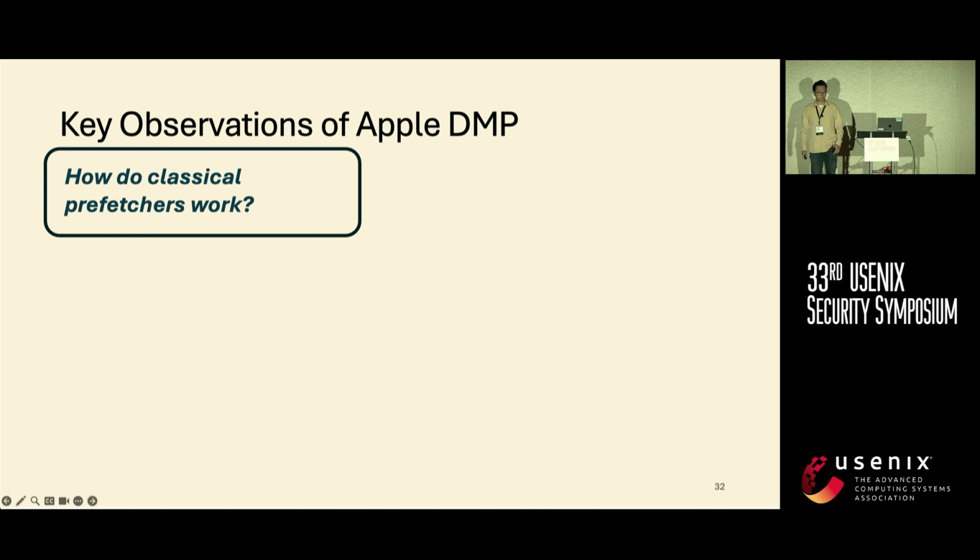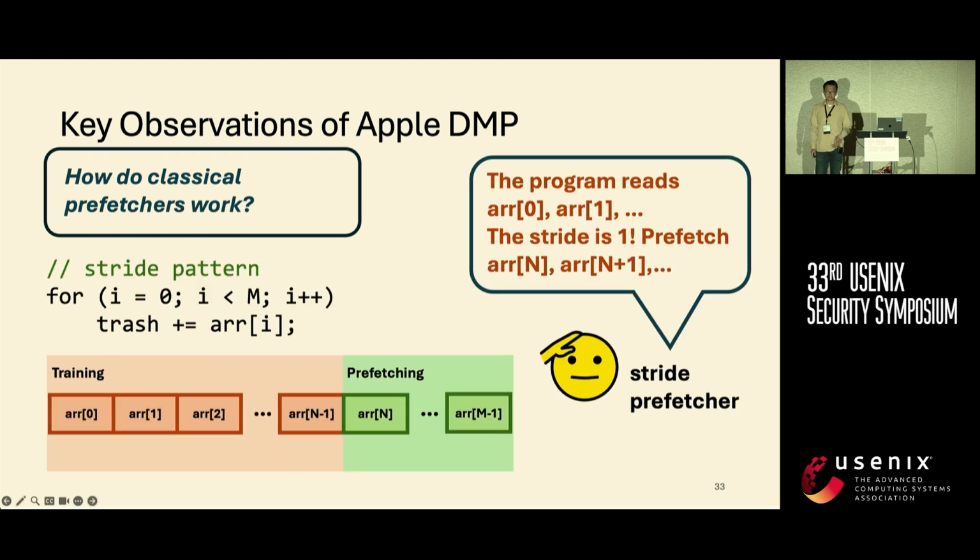Let's firstly recall how the classical hardware prefetcher works. Usually, it takes the previous access address trace as the input and extrapolates the future address to prefetch. For example, the stride prefetcher learns the stride by monitoring the program's stride access pattern, and when it gains enough confidence, it will start prefetching by the stride.